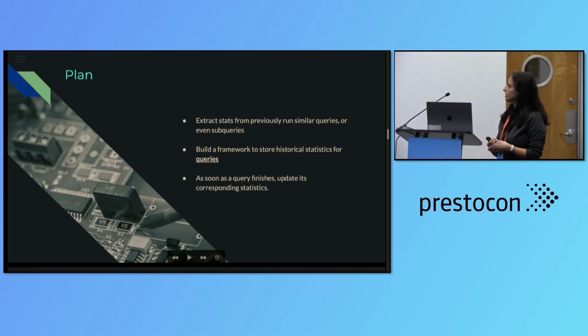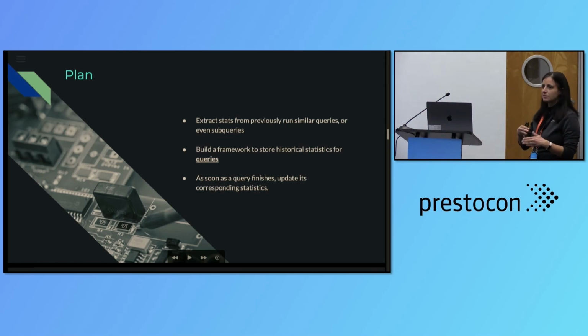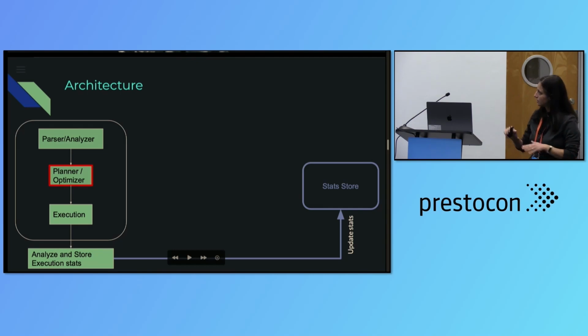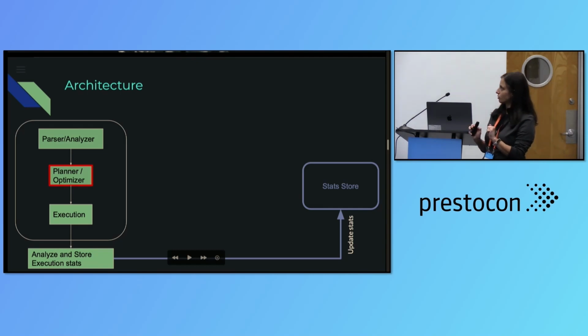So yeah, again, the idea is when a query runs, you extract the histories and you store them in some sort of stat store. And the next time a similar query comes around, you use that information. This is the architecture of how it looks. On the left, it's the same diagram that you saw at the beginning of this presentation, which shows the life cycle of a query.